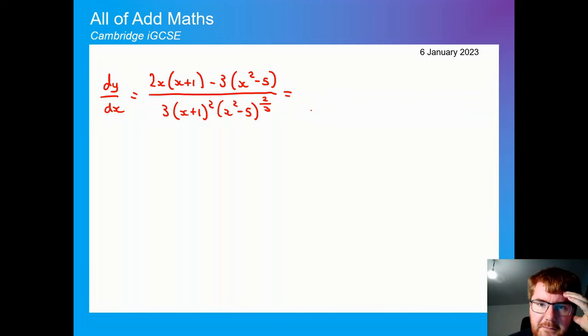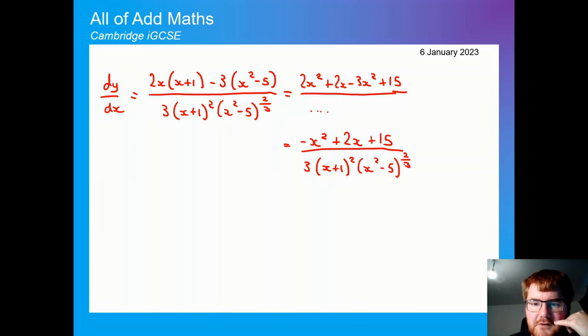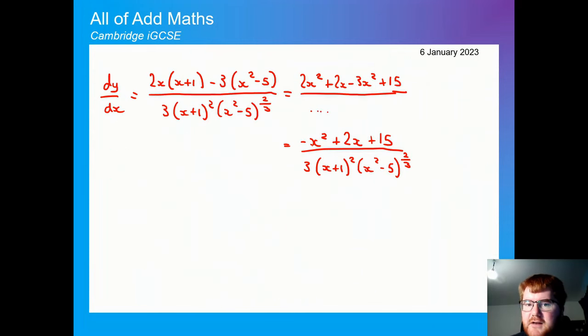So if we do this, I'm going to put dot dot dot at the bottom for the moment. If we expand this out, we get 2x squared plus 2x minus 3x squared plus 15, so be careful there. And then if we simplify this down, we get minus x squared plus 2x plus 15 over 3 brackets x plus 1 squared, x squared minus 5 to the power of 2/3. And let's check if that's what they wanted. Well, they want it as a quadratic, so a, b, and c, so minus 1, plus 2 and minus 15. Perfect, we've got to the correct answer.